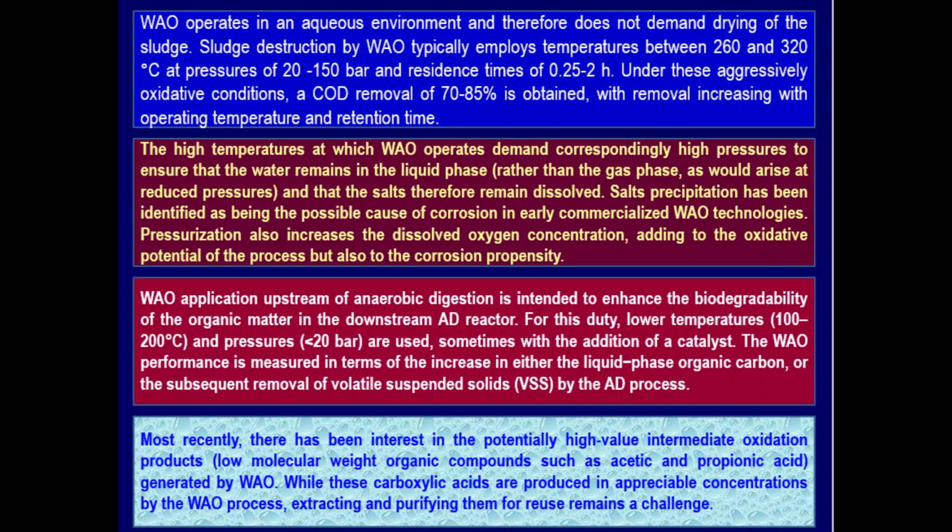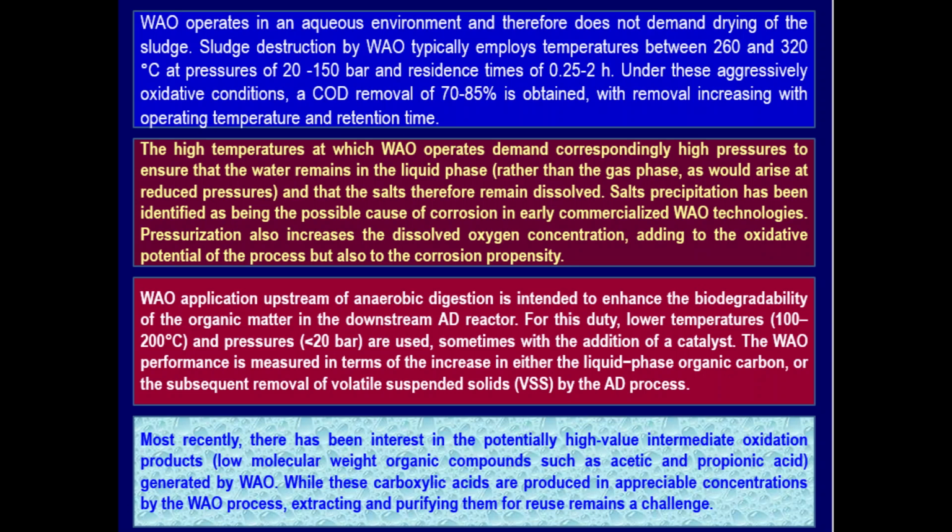Wet air oxidation application upstream of anaerobic digestion is intended to enhance the biodegradability of the organic matter in the downstream anaerobic digestion reactor. For this duty, lower temperatures, 100 to 200 degrees centigrade, and pressures less than 20 bar are used, sometimes with the addition of catalyst. The wet air oxidation performance is measured in terms of the increase in either the liquid phase organic carbon or the subsequent removal of volatile suspended solids, shortly called VSS, by the anaerobic digestion process.